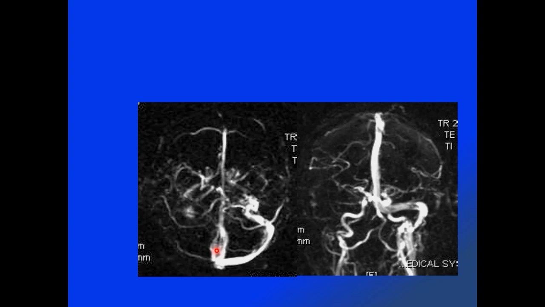MR venogram nicely demonstrates absence of normal flow signal within the right transverse and sigmoid sinuses and right jugular fossa compared to the normal contralateral left side. And this is a coronal reconstruction image again demonstrating absence of normal venous flow signal within the right transverse and sigmoid sinuses into the right jugular vein.